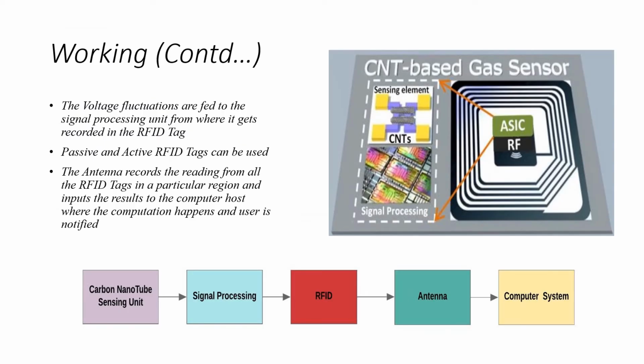As we have noticed from the sensor test results, the sensitivity of carbon nanotube based sensors to different gases like air, argon and carbon dioxide, let's move on to the final part of the presentation now. The voltage fluctuations generated on the Wheatstone bridge are fed to the signal processing unit, from where they get recorded in the RFID tag. Here we can use either passive or active RFID tags. The nearest antenna records the readings from all the RFID tags in a particular region and inputs the results to the computer host where the computation happens, and the users or the retailer is notified about the food.